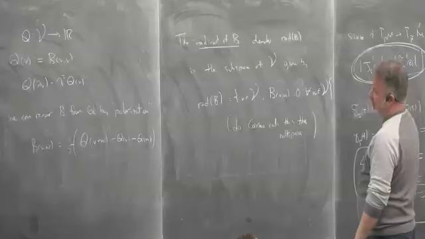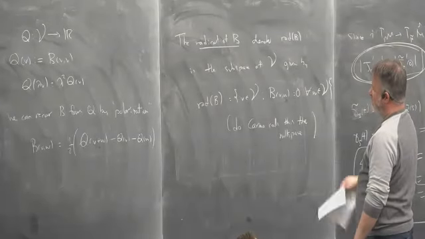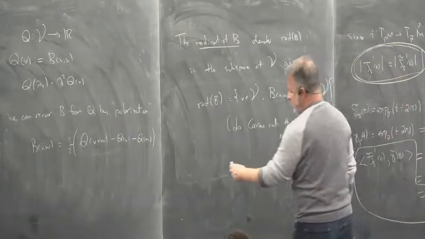Yeah, but doesn't B define a map from V to V dual? From V to V dual, that's right, but it's not an isomorphism if there's a radical. That's exactly the point. So yeah.